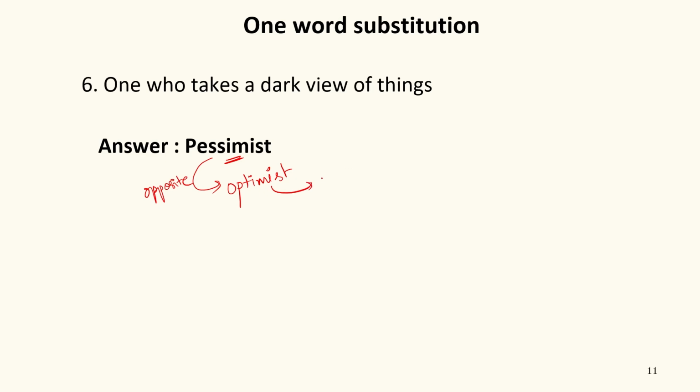Optimist: one who is positive every time. Or you can say a person who sees a bright view of things, a person who takes a bright view of things. He takes things positively. That is called optimist. So pessimist and optimist are antonyms of each other.